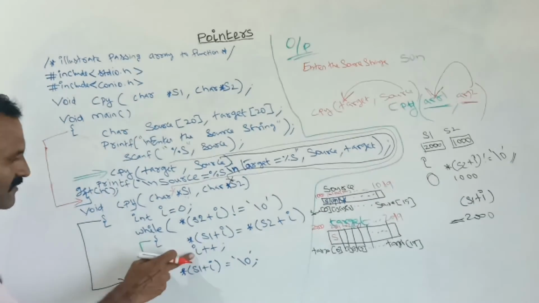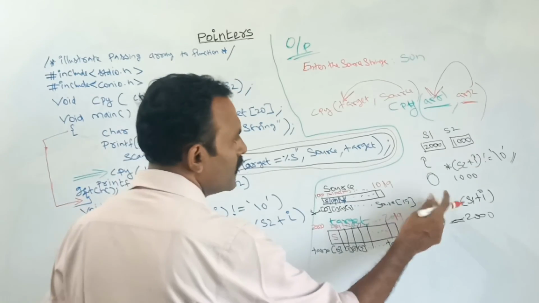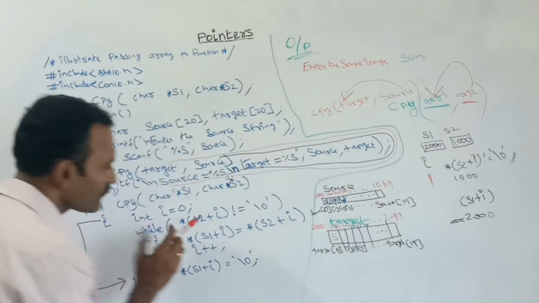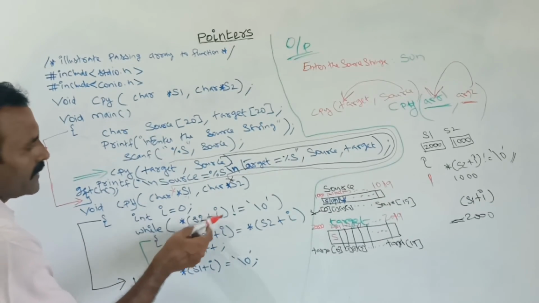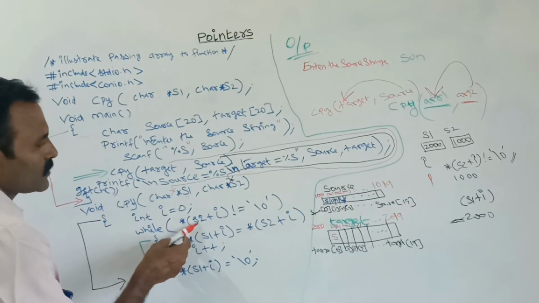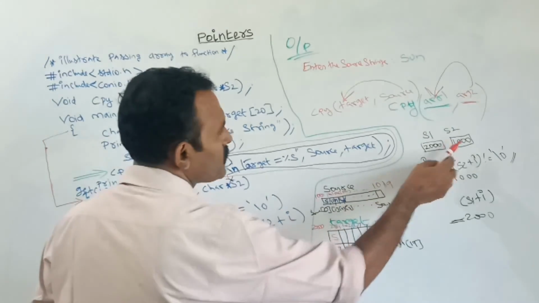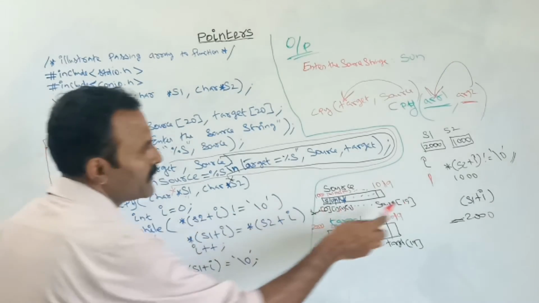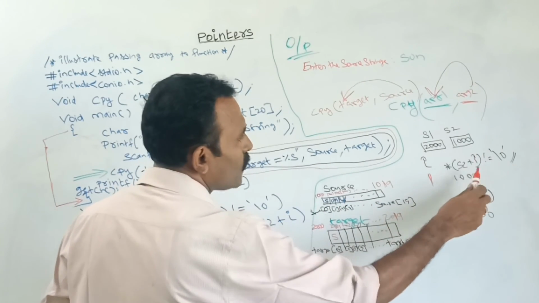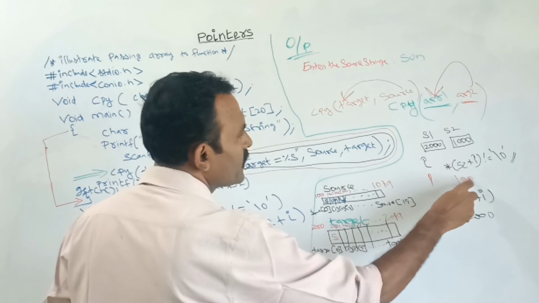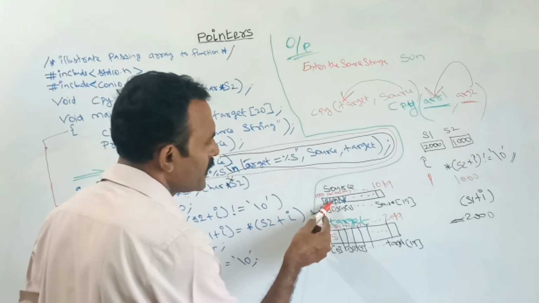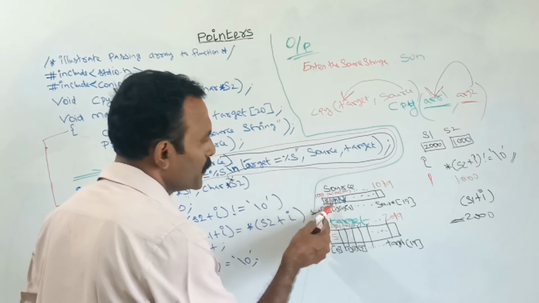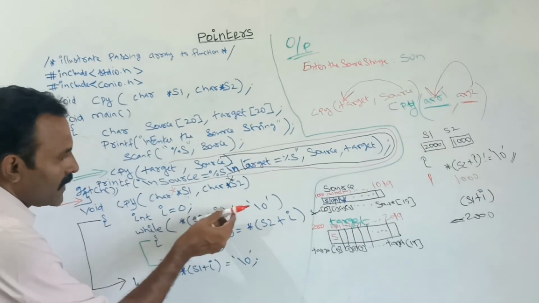After incrementing, what will be i? From the initial value 0, 0 plus 1 is 1. Now the i value is 1. Again, when it is 1, it will check the condition whether value at S2 plus i is not equal to slash 0. Here S2 value is 1000. Next, 1000 plus i value 1, so now 1001. It checks whether the 1001st location is slash 0 or not. At location 1001 it is not slash 0. Here the value is U, which I had stored. So this condition is true.